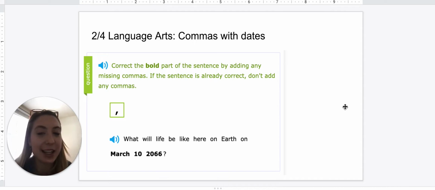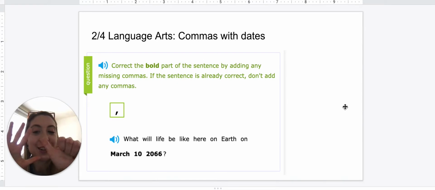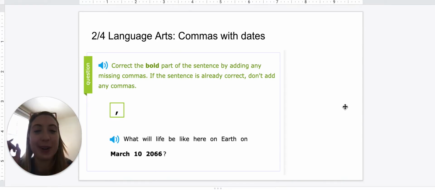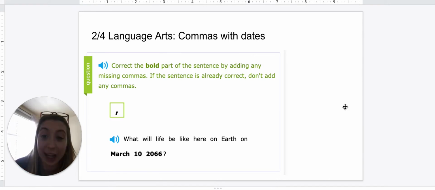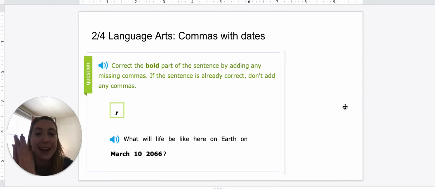Third grade, we're continuing with commas. So we're going to be working on commas with dates today. We're going to see dates that have the month. The months of the year are January, February, March, April, May, June, July, August, September, October, November, December. And we are in February. We just made it to our first week of February.